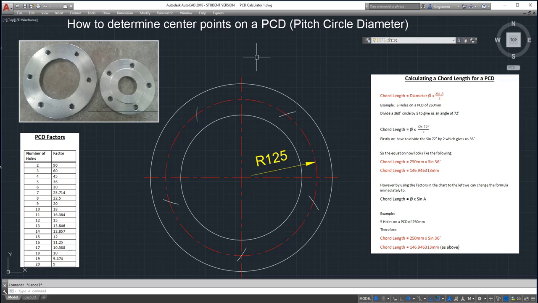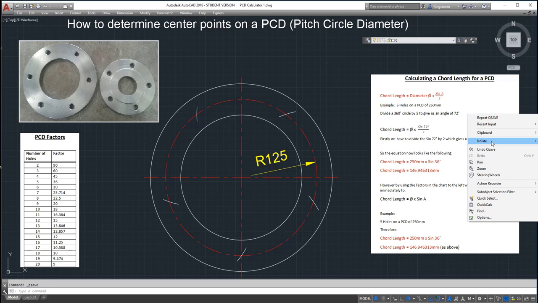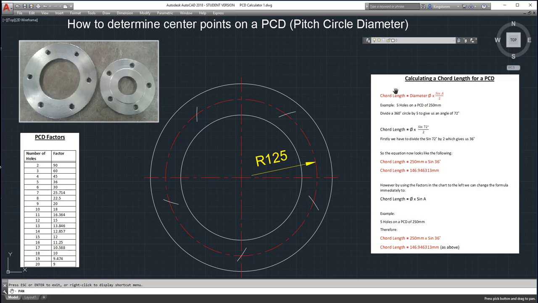So that's how you work out a PCD on a circle using this formula over here on the right hand chart of chord length equals diameter times sine A over 2. By using the factor chart over here on the left, you can dump it straight into this formula here of the diameter of 250 in this case times sine 36, and that's the quickest way to do it. If you copy the factor chart down, that will help you immensely. So there you go. Thank you.